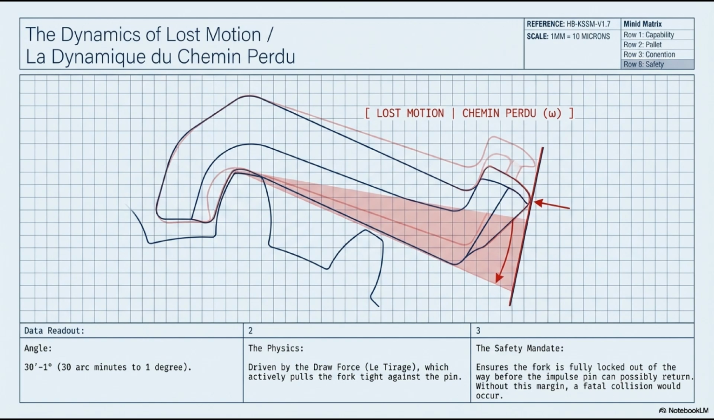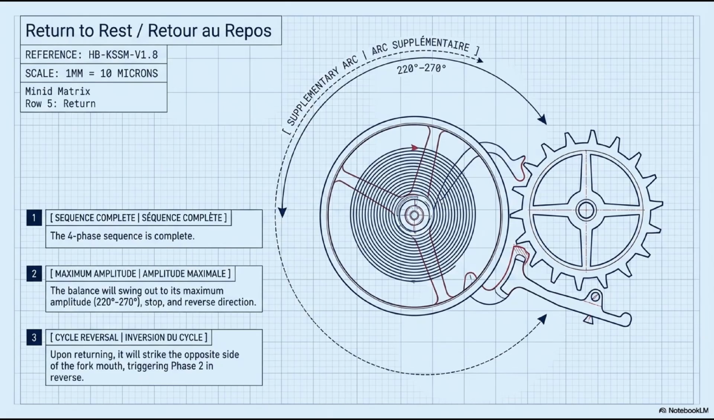The balance wheel, after receiving impulse, is traveling outward on its supplementary arc. It will eventually return. When it does, the impulse pin will approach the fork mouth again. The lost motion ensures that by the time the pin returns, the fork is already firmly seated against its banking pin, not somewhere in transit between the drop position and the pin. The lost motion is the safety margin that guarantees the fork is in its correct stable rest position before the next active phase begins. With the completion of the lost motion, the cycle closes.